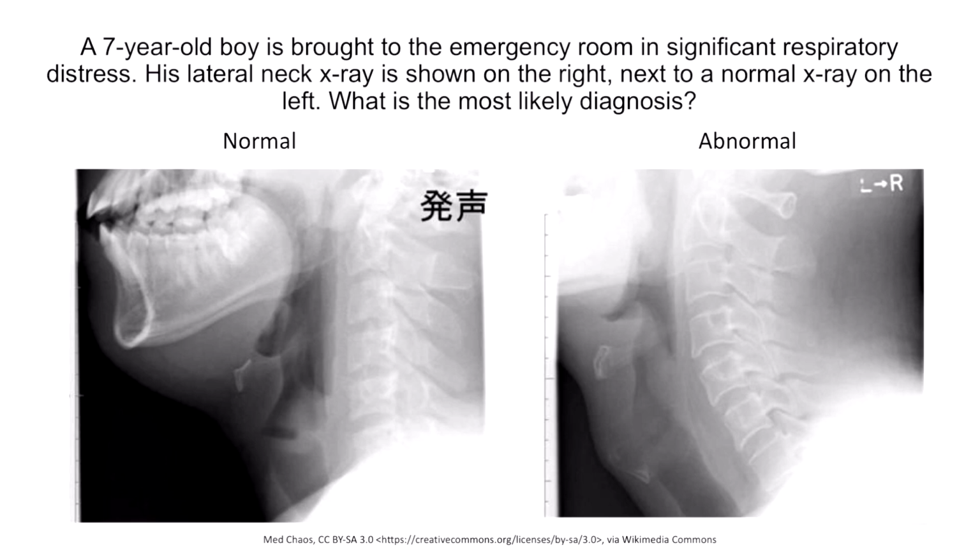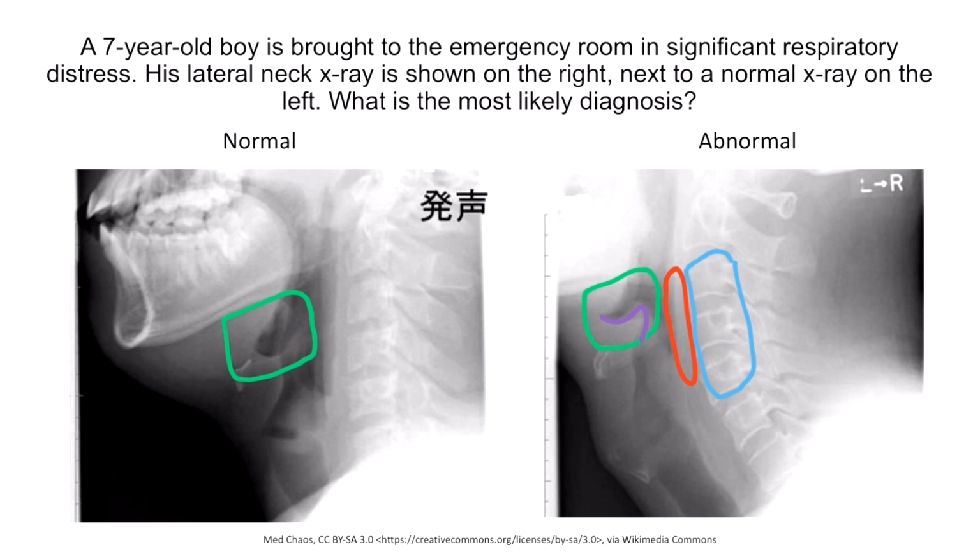All right, it may be tempting to diagnose this boy with a retropharyngeal abscess since this is the topic of our current discussion. However, if you examine the boy's prevertebral tissue, it appears narrower than the vertebra, which would be inconsistent with the diagnosis of retropharyngeal abscess. Instead, take a look at this area of the neck where one would expect to find the epiglottis. Note the characteristic thumb sign on this X-ray.